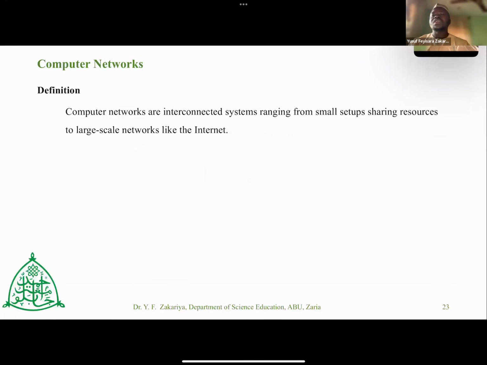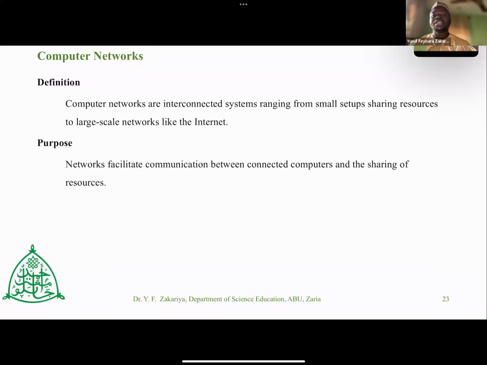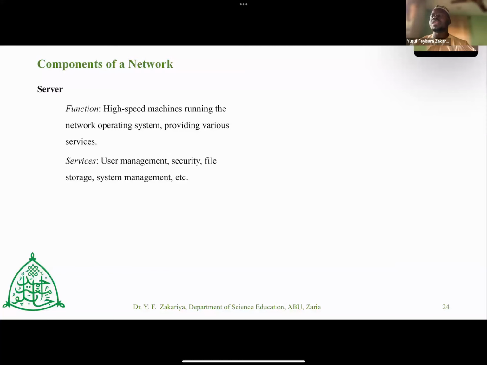So definition: computer networks are interconnected systems ranging from small setups sharing resources to large-scale networks like the internet. All right. So the purpose of networking: networks facilitate communication between connected computers and the sharing of what? Resources.